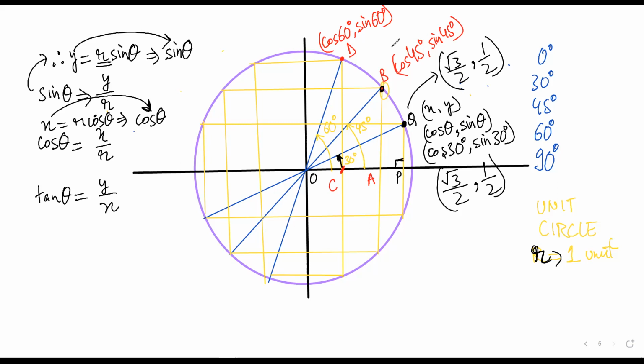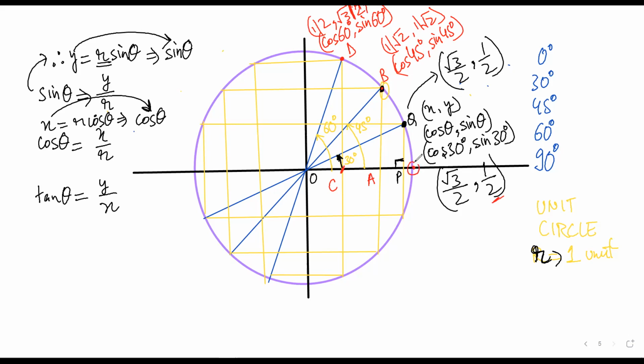Values of cos 45 sin 45 are easy. This would be 1 upon root 2 comma 1 upon root 2. Any doubt? No. And cos 60 would be half, because cos 60 is sin 30. So this would be half. And sin 60 is cos 30. So this would be root 3 by 2. Am I correct? Yeah. Okay.